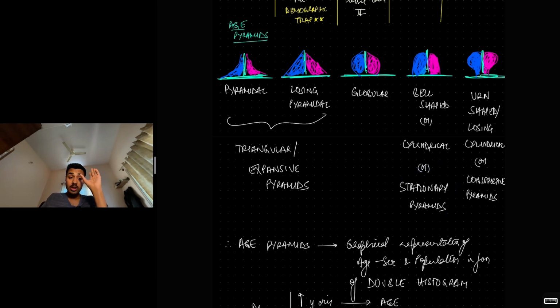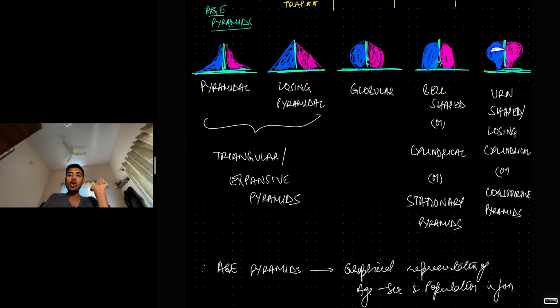Then last is a declining population, where death rate is higher than birth rate and birth rate is very low. So you have very little pre-reproductive population, very few children, and more of the old age, reproductive and senile groups. This is seen in declining population, stage 5, also known as constrictive pyramids, urn-shaped pyramids or losing cylindrical pyramids.